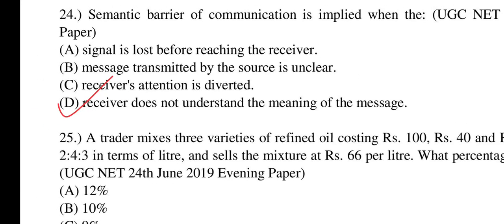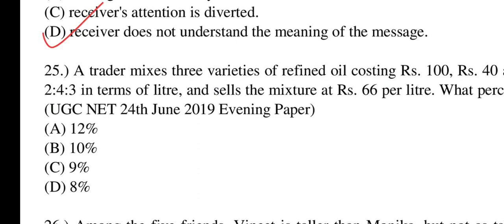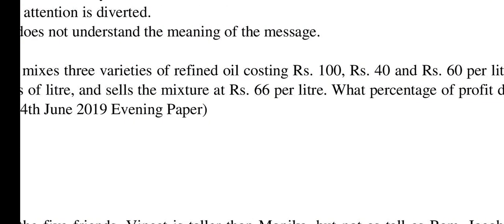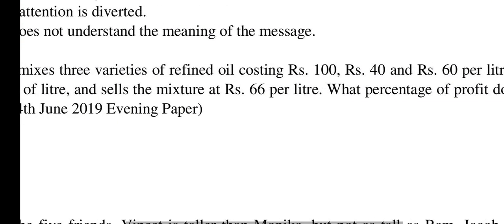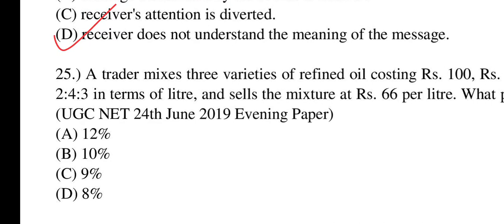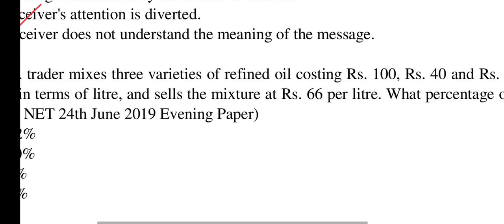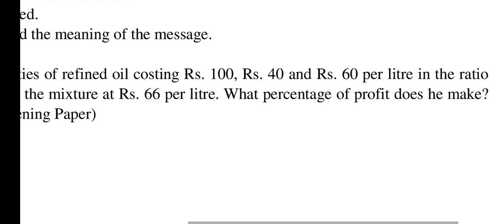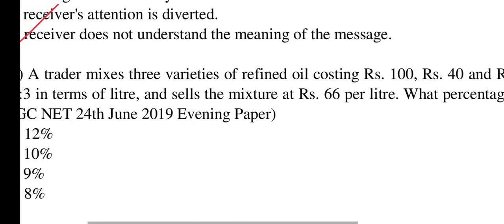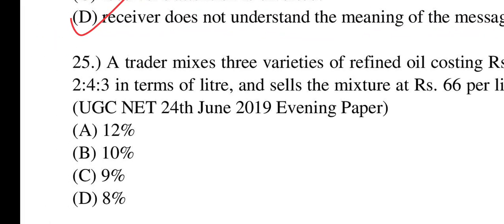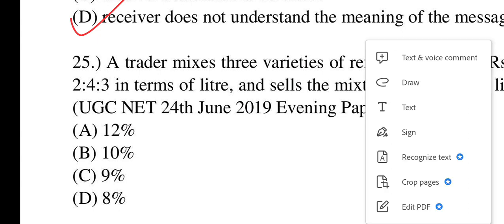25 is saying, a trader mixes three varieties of refined oil costing Rs. 100, Rs. 40, Rs. 60 per liter in the ratio 2:4:3 in terms of liter and sells the mixture at Rs. 66 per liter. What percentage of profit does he make? 12%, 10%, 9%, 8%. 25, number B will be correct. 10%.